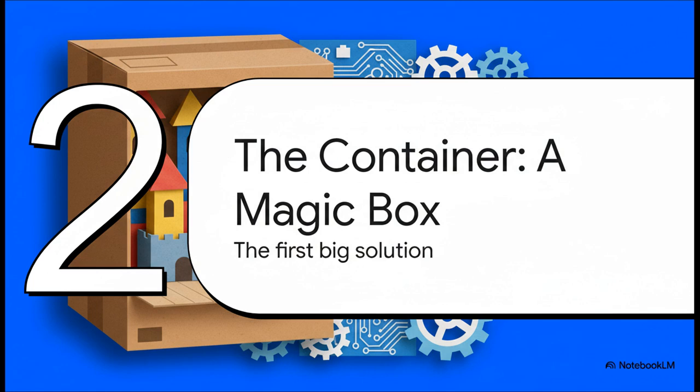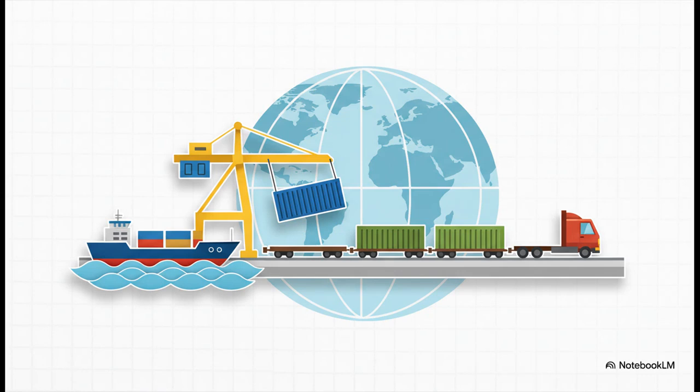So to solve this, some very clever people had an idea. What if, instead of just moving the Lego castle, we also put the castle and a little piece of our floor inside a special, super strong box? In the world of software, this magic box has a name. It's called a container. Think about those giant metal boxes you see on ships and trains.